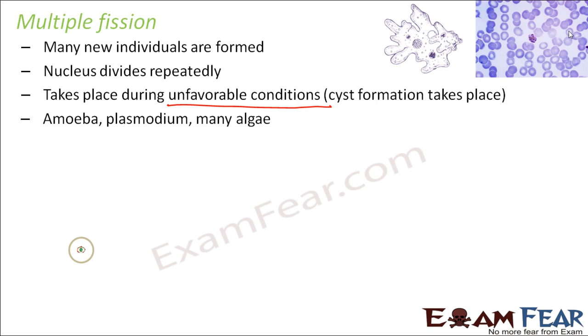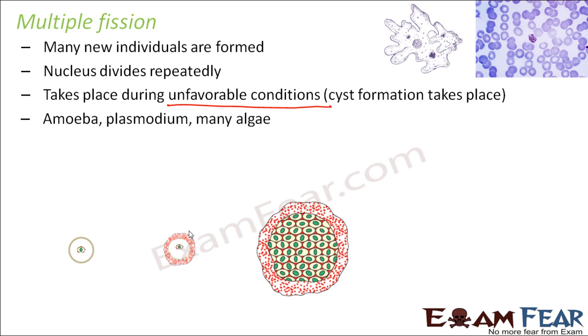So let us look at this example, how it happens. Whenever there are unfavorable conditions, this kind of covering happens around the cell of that organism to protect itself against the unfavorable condition. And what happens inside this cyst? So this is the cyst which is formed during unfavorable condition. Inside the cyst, the nucleus keeps on dividing continuously. You see, this was the cell. Now you have a cyst like this, and inside this, the nucleus is continuously dividing. Here you had just one nucleus. Now you have so many nuclei inside that cyst.